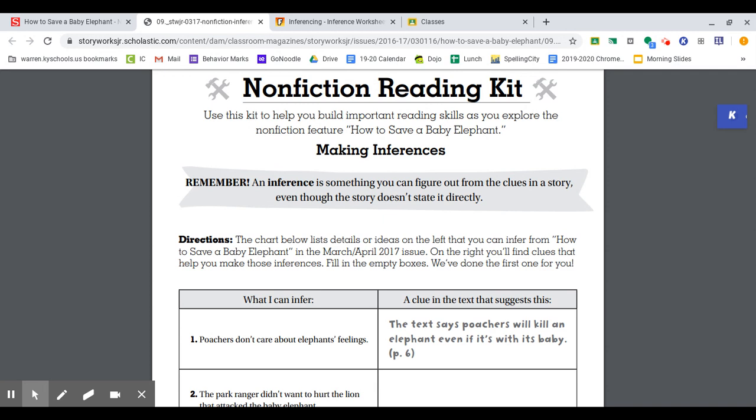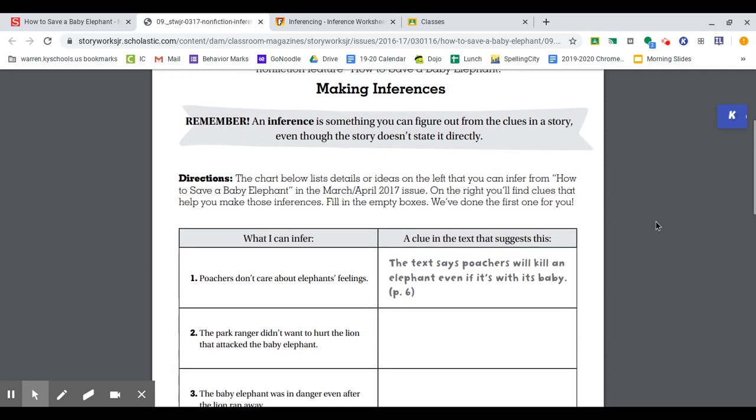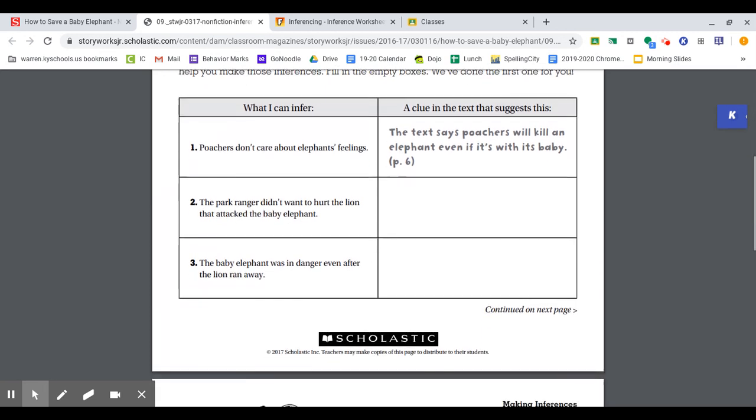So if we look at our directions, it's going to give an inference for us. So you don't have to come up with the inference. You have to find the text evidence that's going to support it. So you will need to go back and find these in your text. And if you have your highlighters, this is a great time to highlight your proof in there.